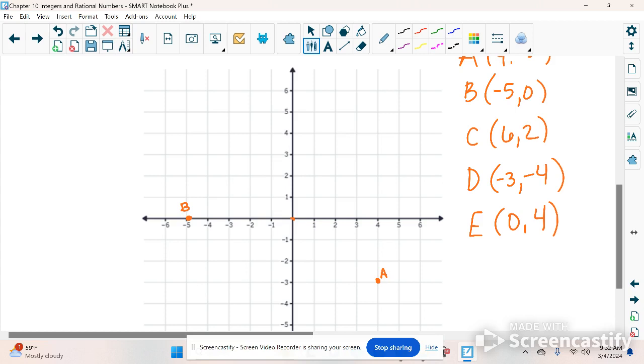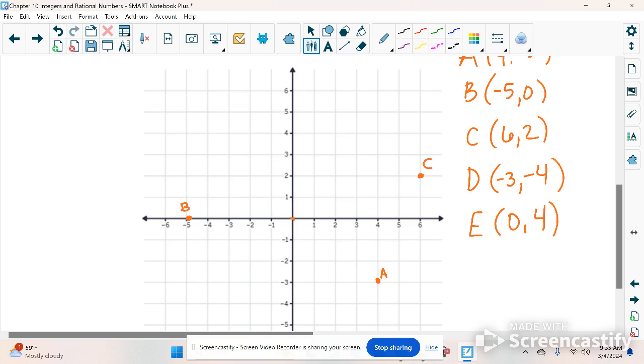Now I need positive 6. So we've got C, 6, 2. If I start at 0, am I going to go left or right? Right to positive 6, and am I going to go up or down? Up 2. So it'll be that one.